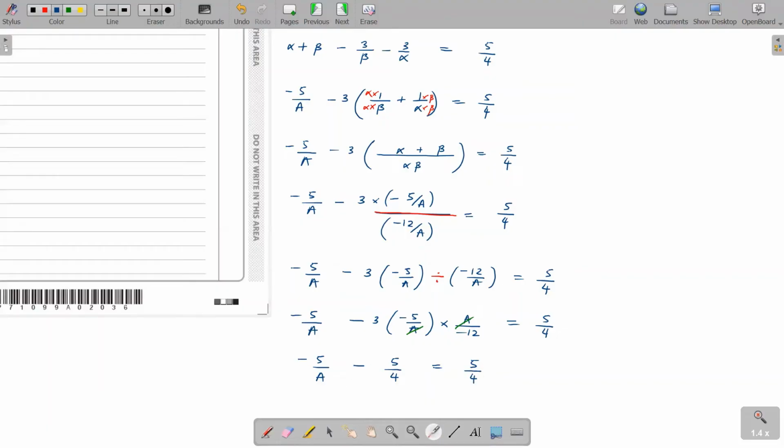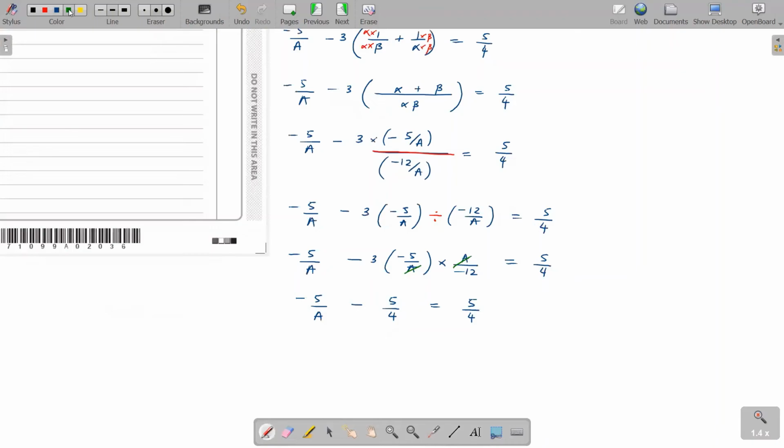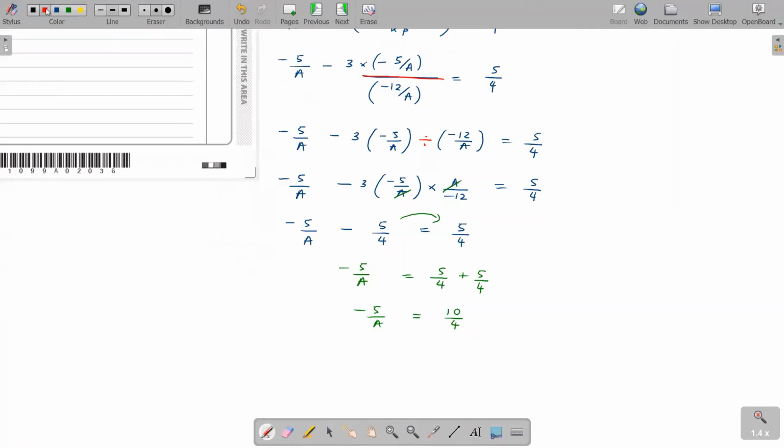Okay, so now your task is to make A the subject. Can you all make A the subject? Minus 5 over A. I'll take minus 5 over 4 here. Minus 5 over 4 comes as plus 5 over 4. How much is it? Minus 5 over A equals 10 over 4. Can you all make A the subject? Either you can flip both of them or just cross multiply. The simplification is entirely up to you.